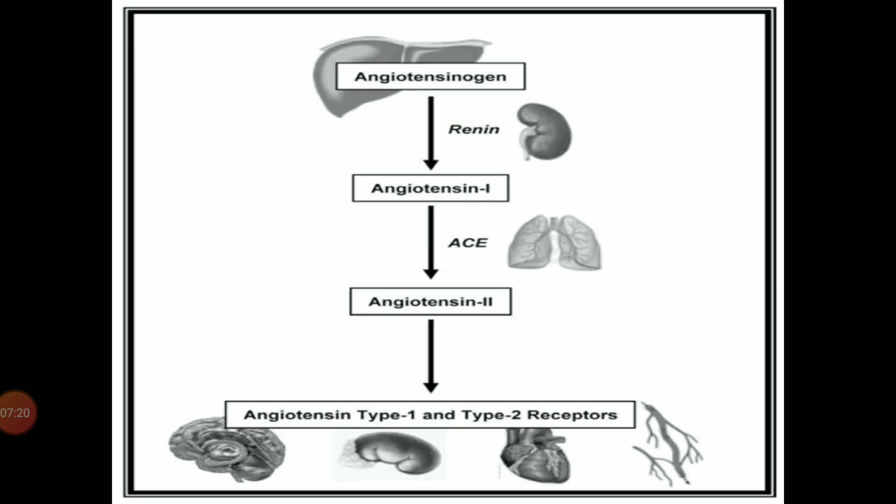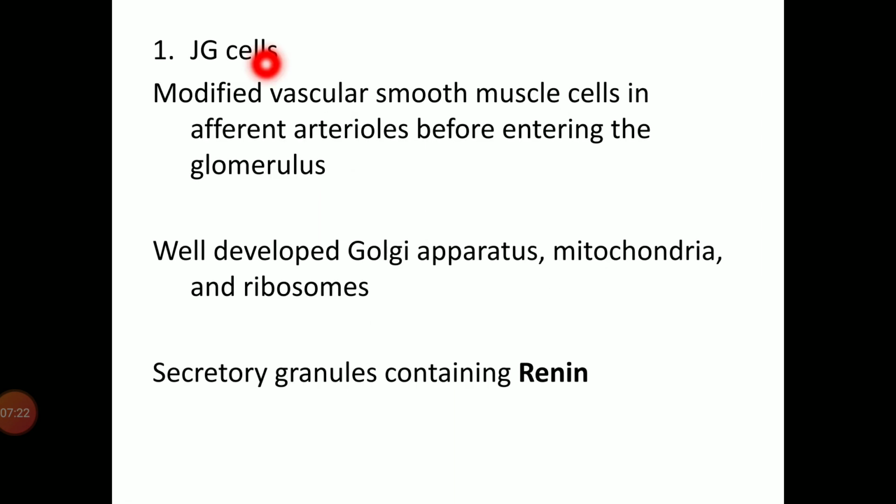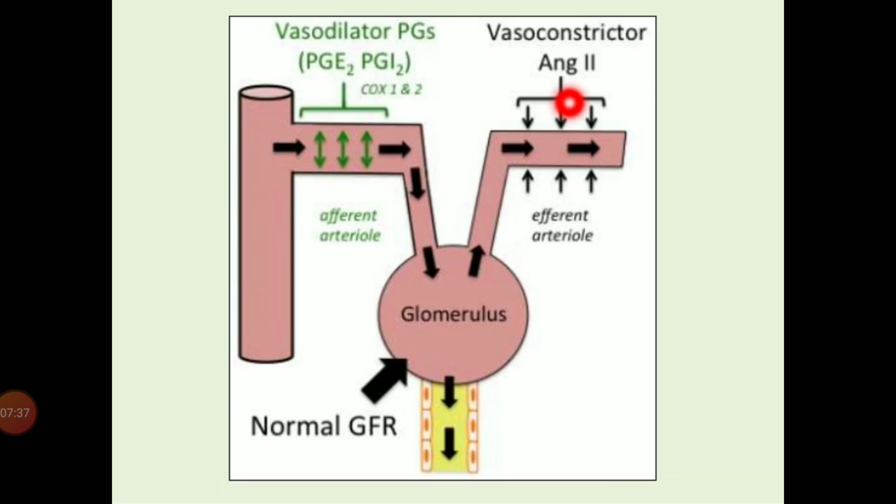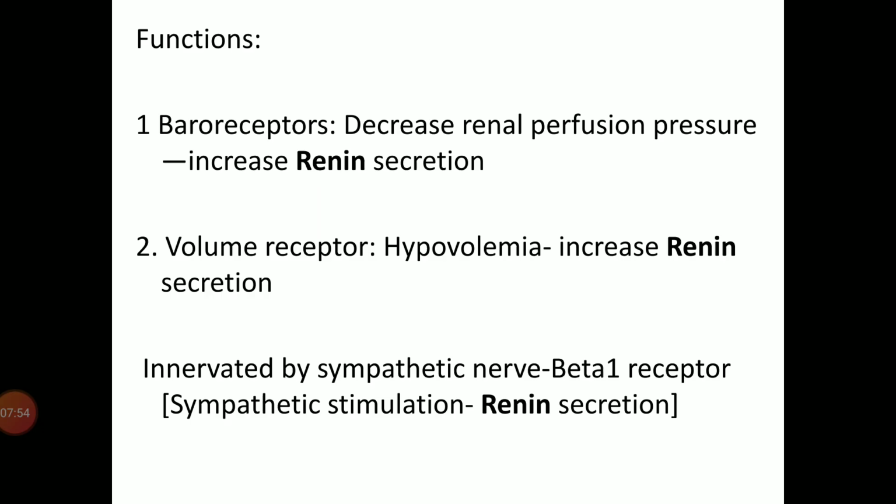So you see, the JG cells are loaded with renin. When the JG cells are stimulated, they cause the release of renin. The renin eventually leads to the formation of angiotensin 2, and this angiotensin 2, via constriction of the efferent arteriole, leads to increased hydrostatic pressure in the glomerular capillaries, such that the glomerular filtration rate would be increased. Now let us see under what condition these JG cells would be stimulated, or what the function of this JG cell is.